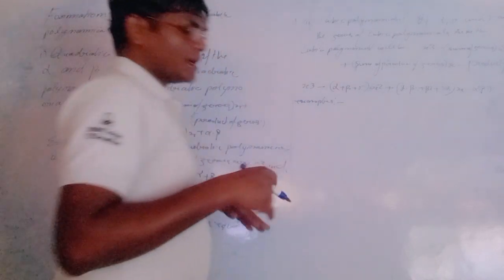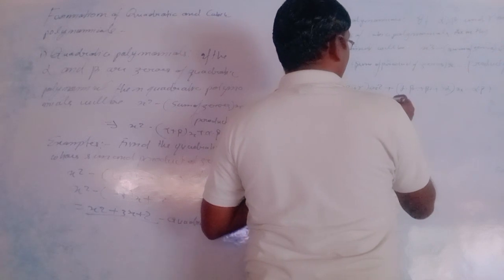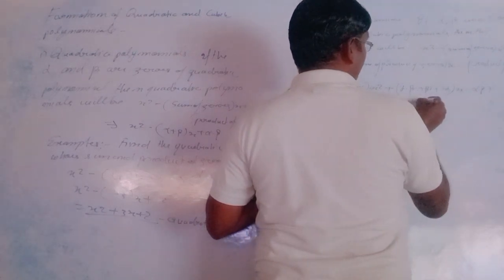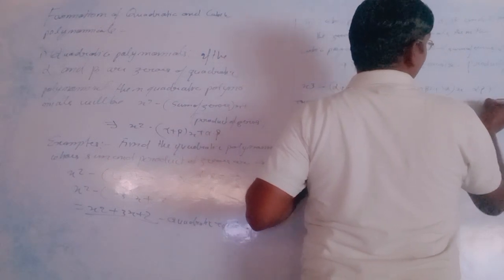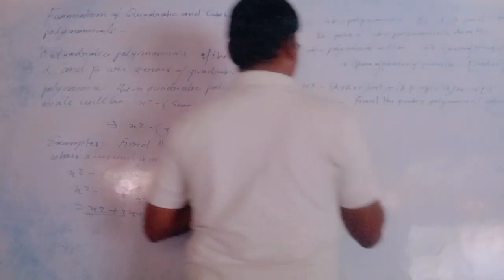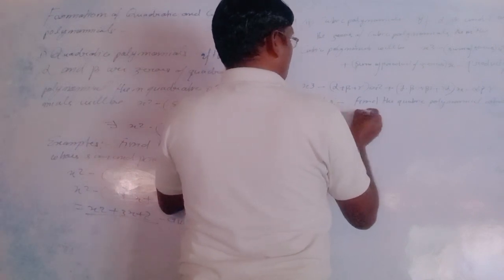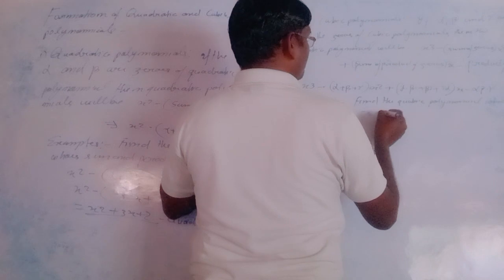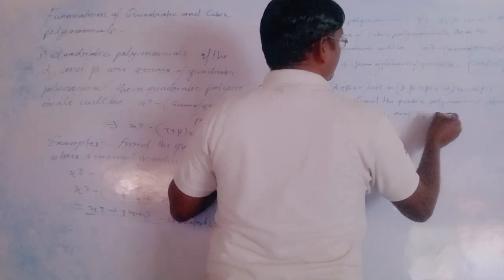Here is the kind of question given: find the cubic polynomial whose zeros are minus 3, 1 and 1/3 respectively.